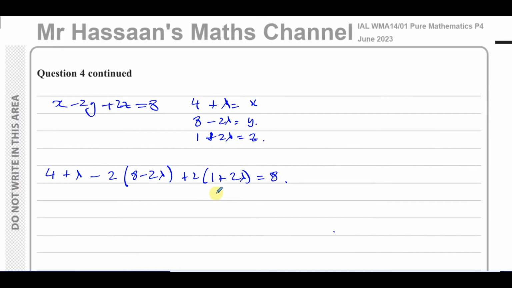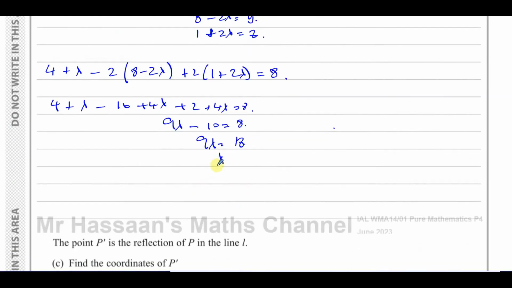So when we solve this for lambda, we find the position vector of C, which is what will help us. So we have 4 plus lambda minus 16 plus 4 lambda plus 2 plus 4 lambda equals 8. So we have 4 plus 1, that's 9 lambda. 4 plus 2, which is 6. 6 minus 16, which is negative 10, equals 8. So 9 lambda is equal to 18. So lambda comes out as a nice rounded number, 2. So lambda is equal to 2.